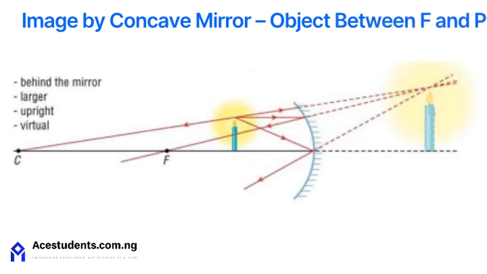When the object is placed between the focus and the pole of a concave mirror, the rays appear to diverge. They seem to originate from a point behind the mirror. This forms a virtual, upright, and enlarged image. This setup is commonly used in shaving mirrors and makeup mirrors. The image appears behind the mirror and cannot be projected onto a screen.